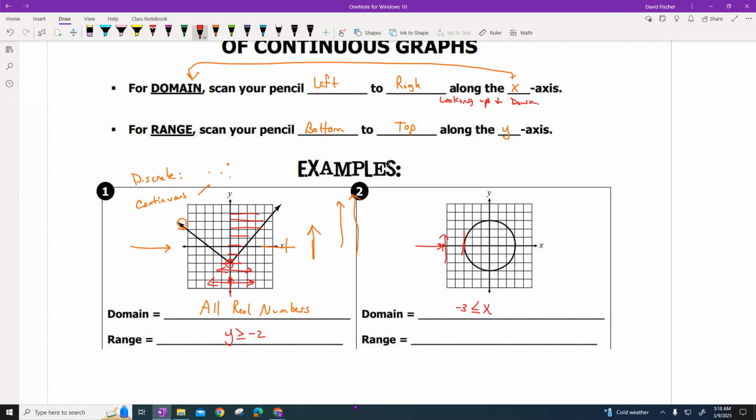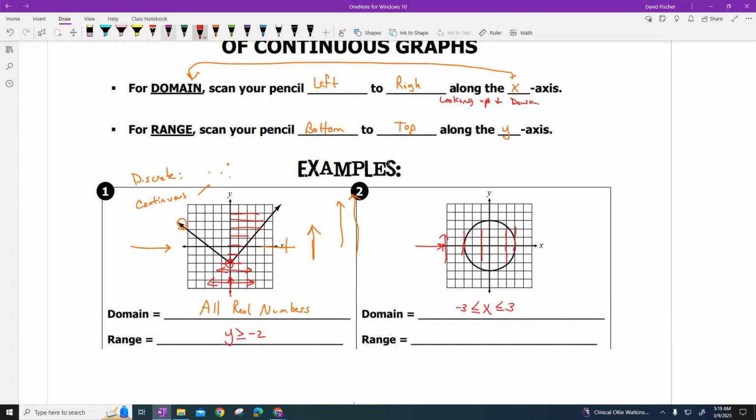Now, I'm hitting my graph because I'm moving left to right. I'm still hitting my graph. Who cares if I'm hitting it twice? I'm still hitting it, and I stop hitting it right here at 3. So that means x is all numbers less than 3. Any numbers in between -3 and 3 on the x-axis, I'm hitting my graph.